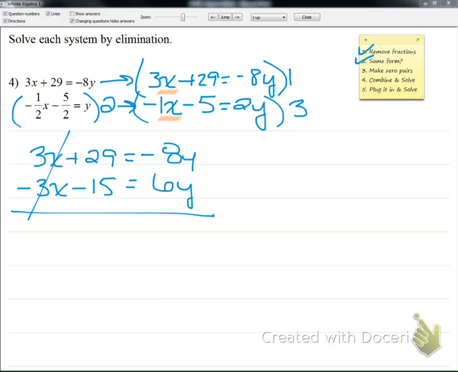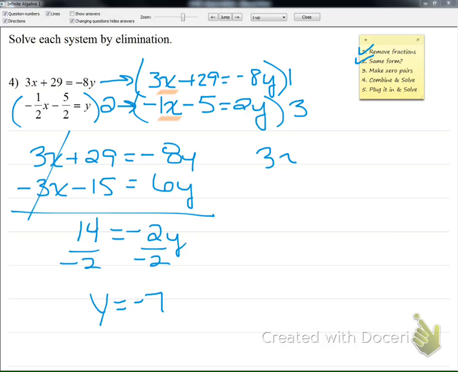Alright, now I notice I have a zero pair that I can eliminate, so I'm ready to combine. 29 and negative 15, those are opposite signs, so you have to subtract. 29 minus 15 is 14. The bigger sign wins, so it is a positive 14. Is equal to, I have a negative 8 over a positive 6. Those are also opposite signs, so I have to subtract. But 8 is bigger, and it's negative, so it's a negative 2y. Divide both sides by negative 2 to isolate that variable. 14 divided by negative 2 is equal to negative 7. Then you're ready to plug it in.